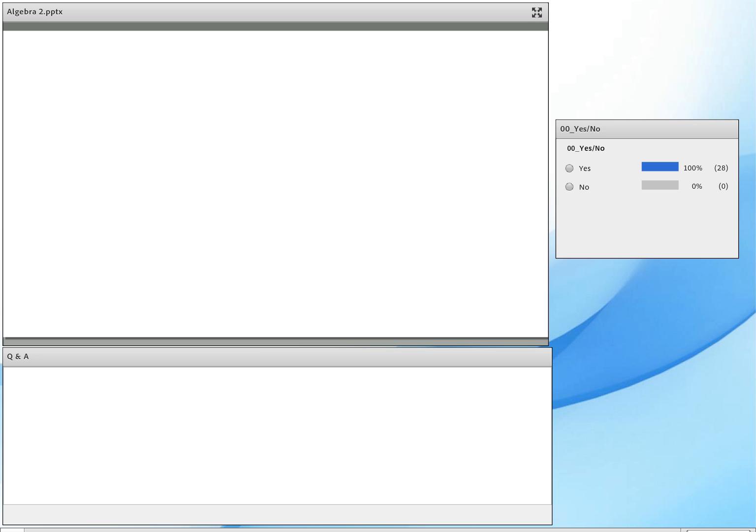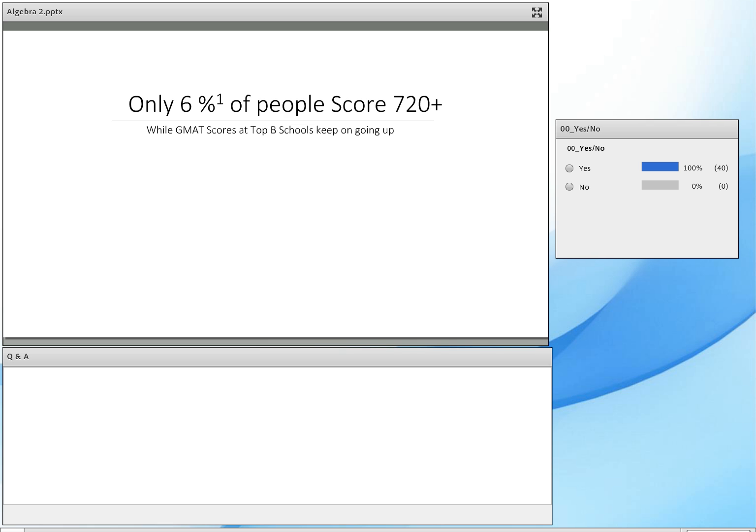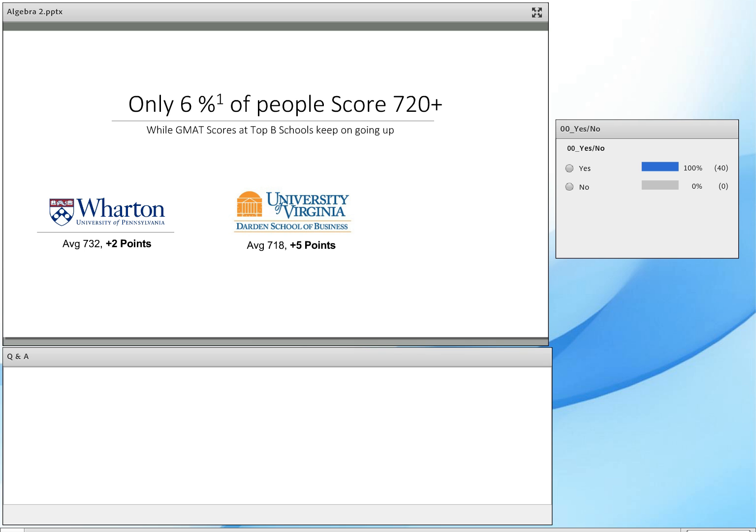Almost everyone, right? There's not even a single person who has said, no, I don't plan to score 720 or above. Now, if you go to MBA.com and look at the stats, you will realize that only 6% of all GMAT test takers score 720 or higher. Another thing that you will realize is that the median GMAT score at most top B schools has been going up for the last few years.